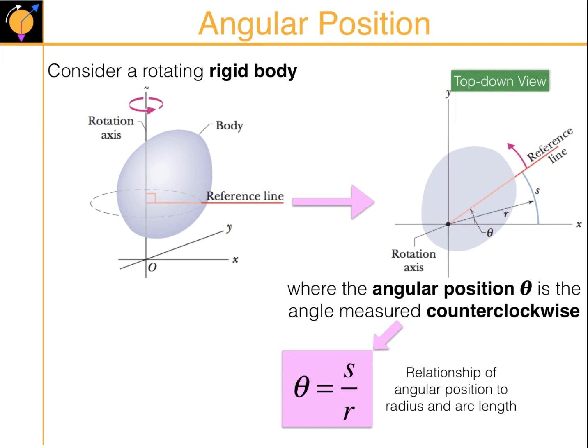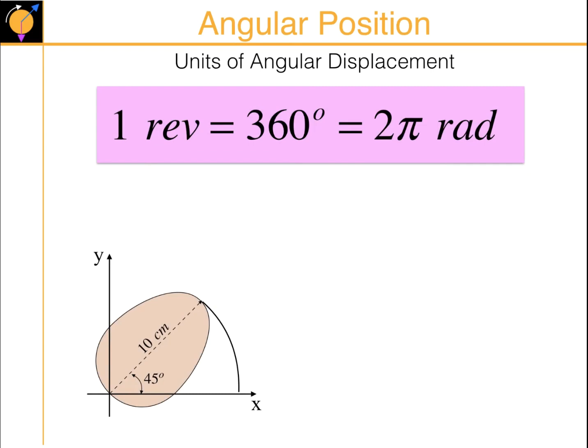The angular position can be measured in radians or degrees or other units. And if I want to find the distance that a point on the reference line has traveled from here to here, s, that's related to the angle via the radius r, right? So there's this relationship that you've seen before between the angular position, the radius, and the arc length.